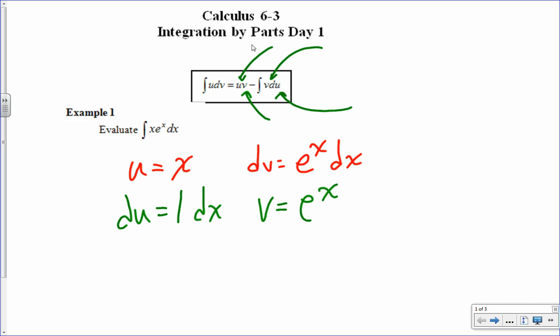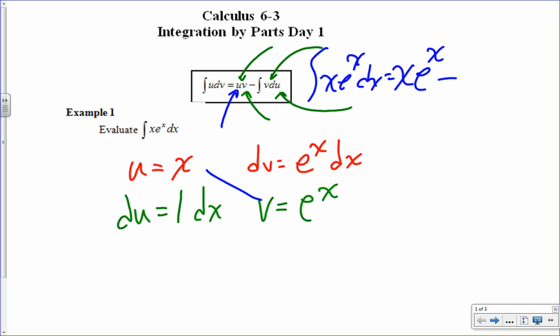All right, so that x needs to get replaced. What am I going to replace it with? Well, actually, no, let's not do it that way. We'll do it a different way. Let's just start writing. u times v is x times e to the x, so we're basically taking those two times each other. Minus, and that's what this equals.